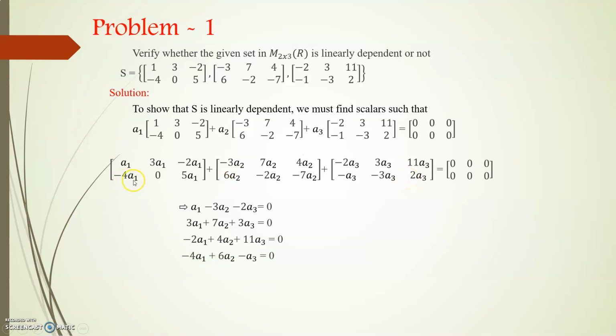Another one, minus 4a1 plus 6a2 minus a3 equal to 0. Next one, 0 minus 2a2 minus 3a3 equal to 0. Then another one, 5a1 minus 7a2 minus 2a3 equal to 0. So we get all the equations. Solving these equations, we should get the values of a1, a2, a3, and they are not all equal to 0.